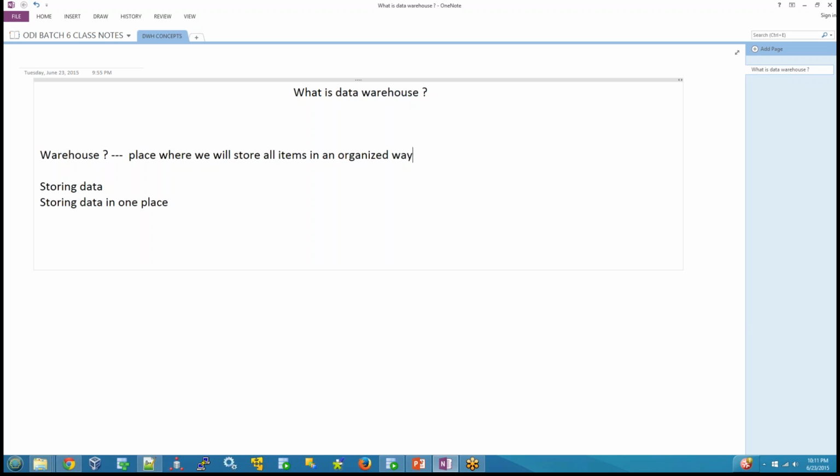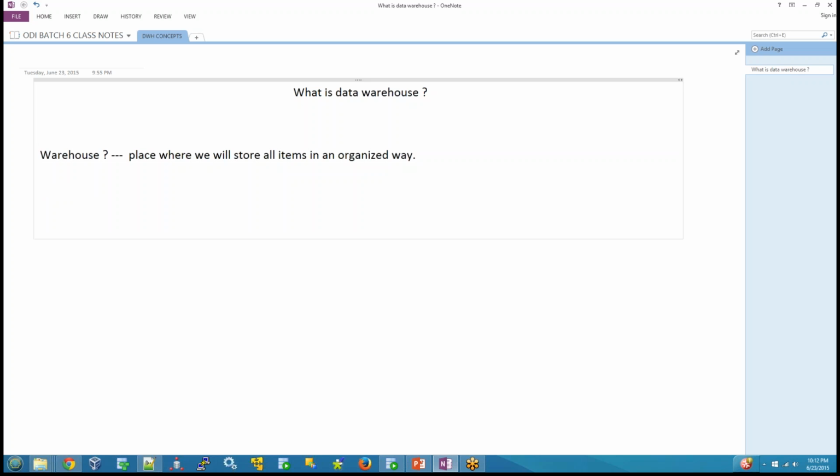Okay, so organized way. That means it's a common place. For example, let's consider a Walmart warehouse. If you go to Walmart, they store all items in different racks. Each rack is dedicated to one category. For example, all books in one place, all milk products in one place, all meat products in one place, all the groceries in one place. Let's consider that Walmart is a warehouse, where they keep all items in an organized way. So basically a warehouse is a place where we store all items in an organized way.